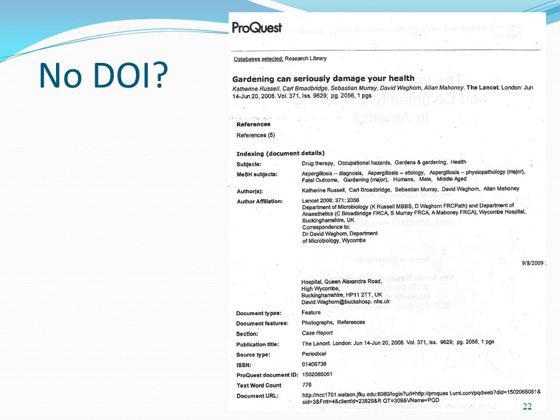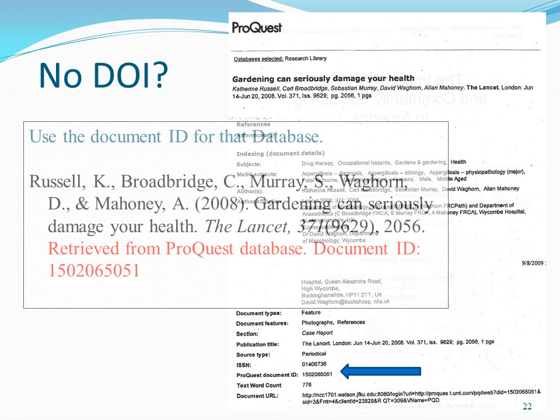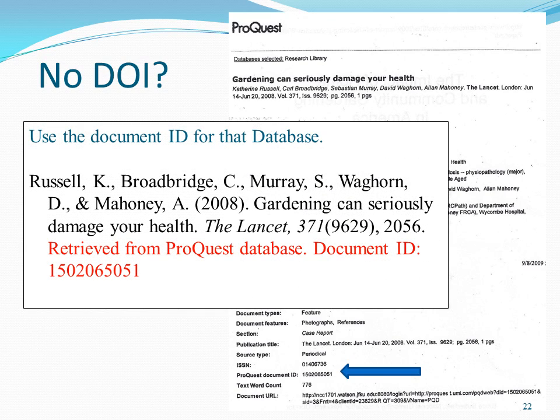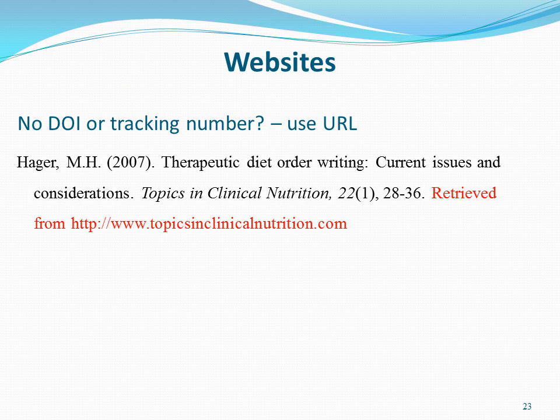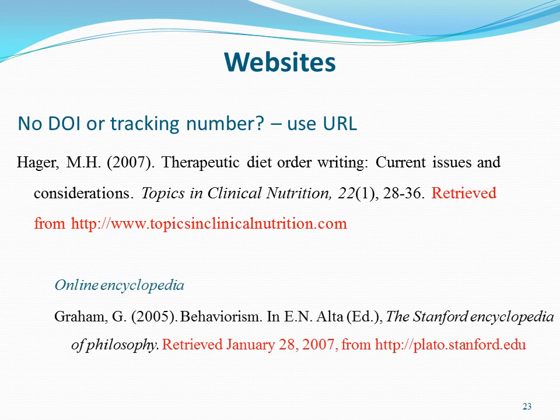If no DOI is listed, like in this example, use the document ID for that database, listed here with the arrow. The database name and number are listed at the end of your citation. When an article has no DOI or tracking number assigned, use the URL web address. This format also applies if you have a reliable website, such as an encyclopedia, government report, or professional organization.